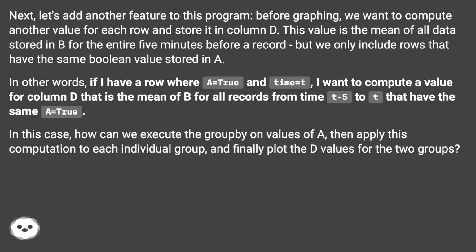In other words, if I have a row where A equals true and time equals T, I want to compute a value for column D that is the mean of B for all records from time T-5 to T that have the same A equals true. In this case, how can we group B on values of A, then apply this computation to each individual group, and finally plot the D values for the two groups?